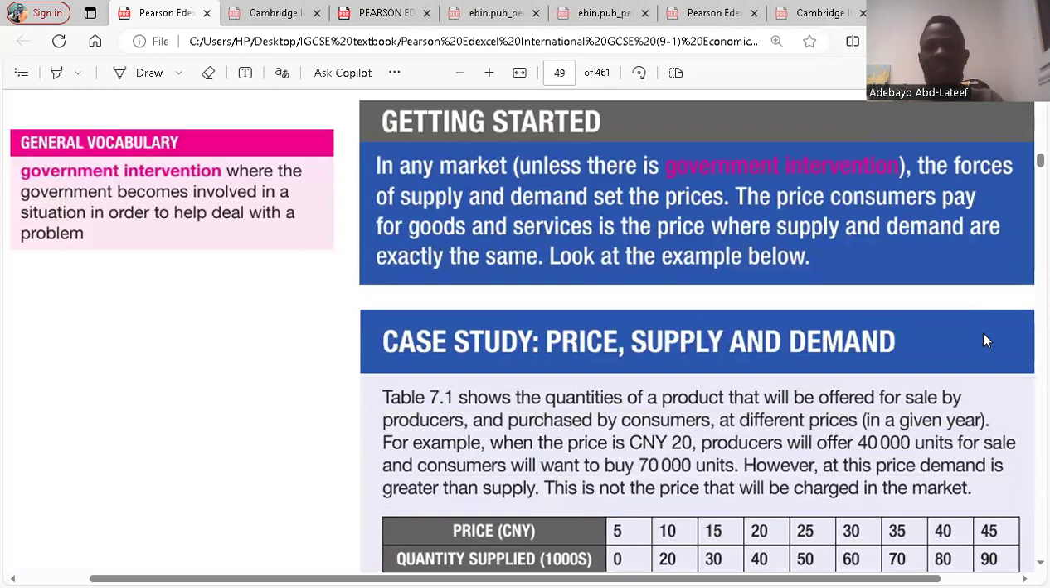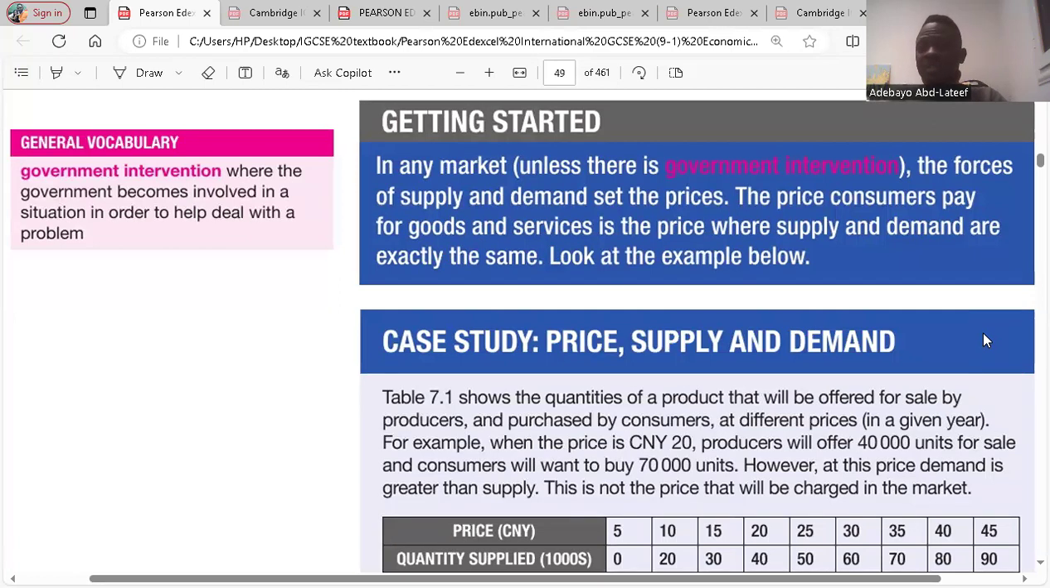Getting started. It says that in any market, unless there is government intervention, the forces of supply and demand set the price. The price consumers pay for goods and services is the price where supply and demand are exactly the same. Look at the example below.